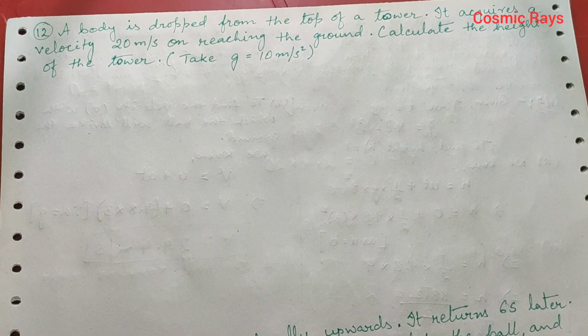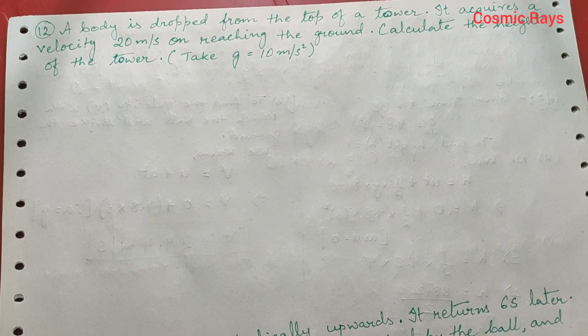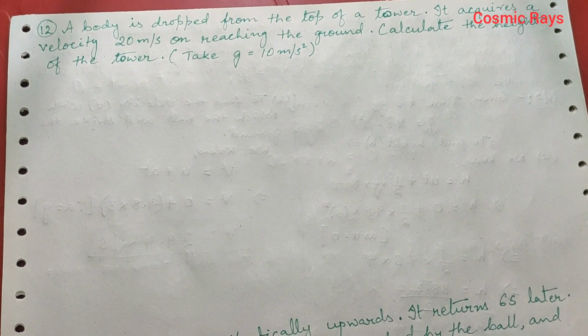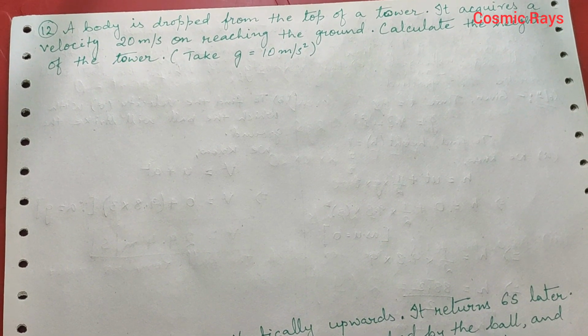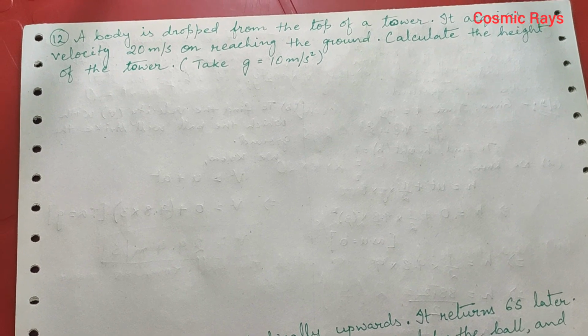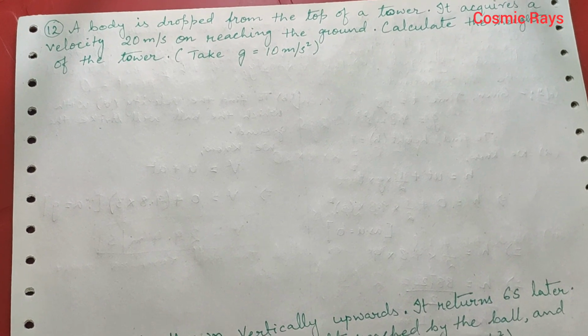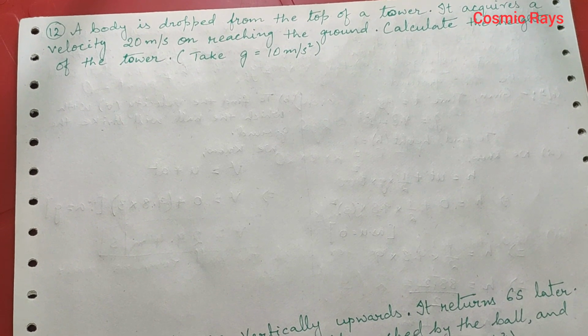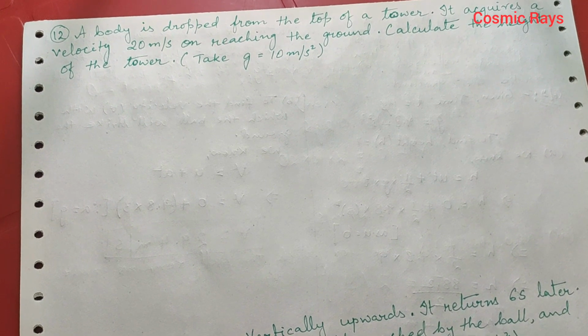Question number 12 says, a body is dropped from the top of a tower. It acquires a velocity of 20 meter per second on reaching the ground. Calculate the height of the tower. Take acceleration due to gravity, that is g, to be equal to 10 meter per second square.